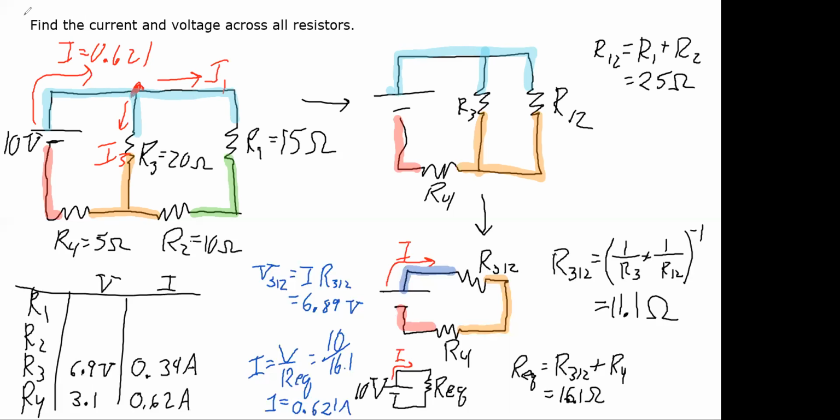Okay, so I'm on my way. Yes, the R312 and the R4 are in series. But don't get confused with what I just got with the current. The 0.34 that I just calculated is referring to just R3, this current right here. So I just found I3.